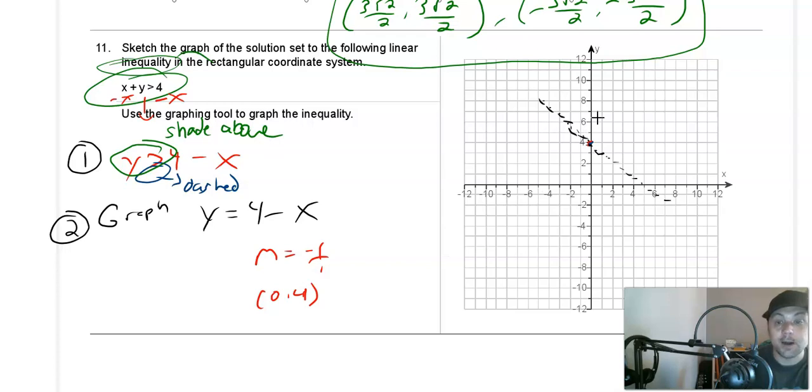All right, so I'm going to shade above this line that I've drawn here. So I'm going to shade in here. Let's see if this will work. Okay, so this region right here. Everywhere above that line, all of these points are solutions to that inequality. All right, so that's number 11. Let's move on to the next page.